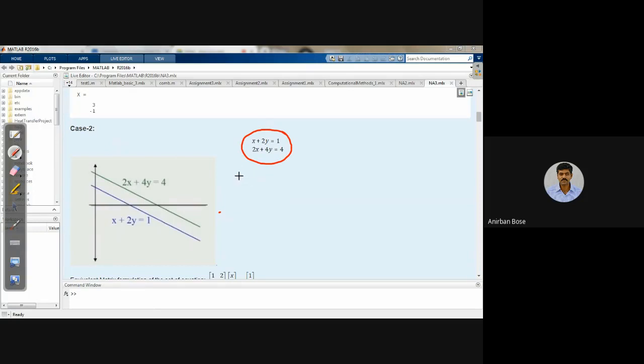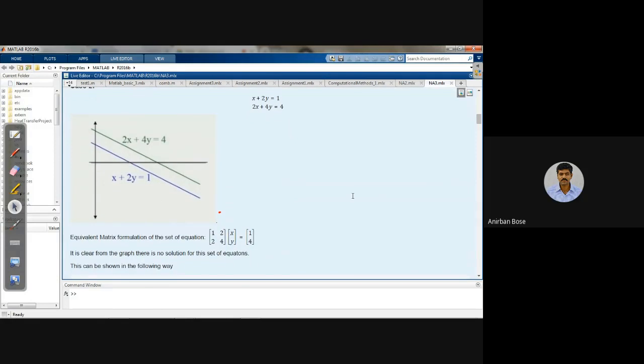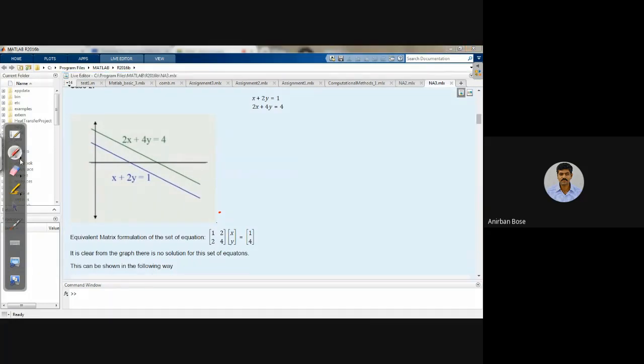So how can we conclude this without plotting, whether there is any solution at all? For that, again, first of all, you have to create the A matrix and the B matrix, as we have done earlier. In this example, the A matrix is 1 2 2 4 and the B matrix is 1 4, and this is the X matrix containing X and Y.